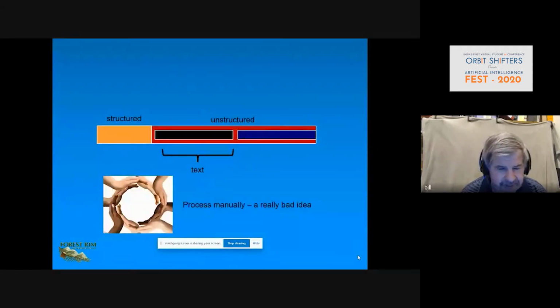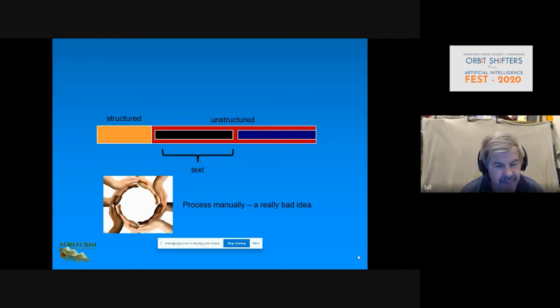And so the inclination is, gee, Bill, textual data, this is hard stuff to understand. So how are we going to process it? Well, the way that we traditionally have processed textual data is to try to process it manually, to try to read things and have people build spreadsheets and do all kinds of strange gyrations. That's how we have tried to process textual data. However, as we're going to see, processing textual data manually is a really bad idea.